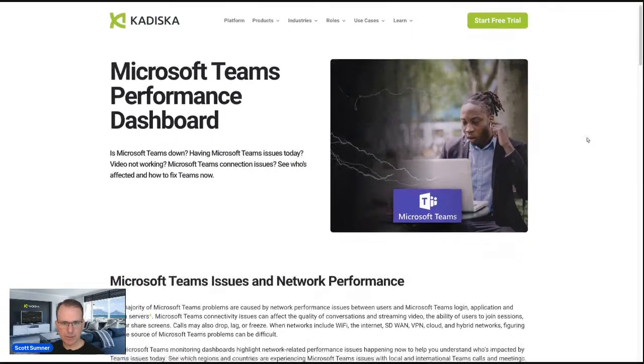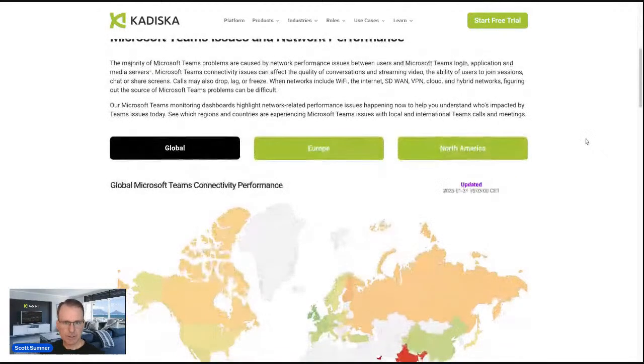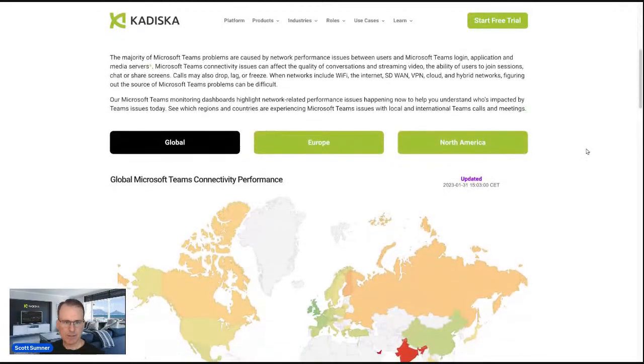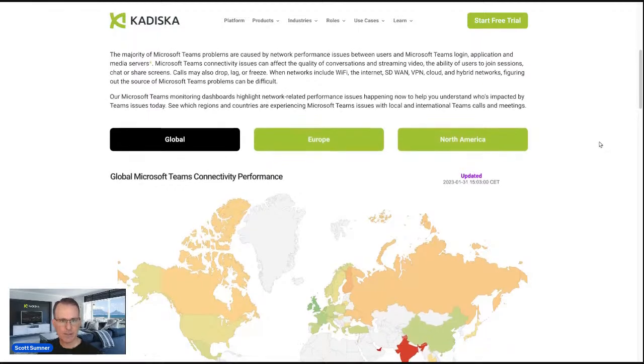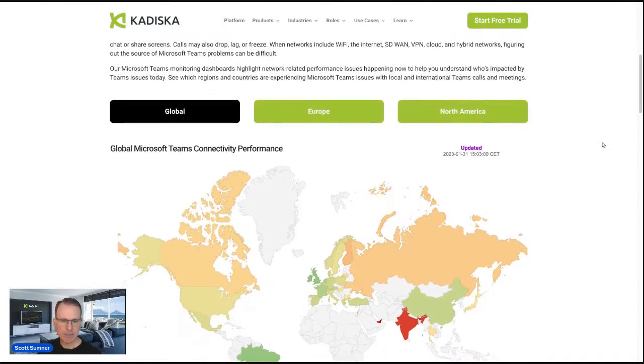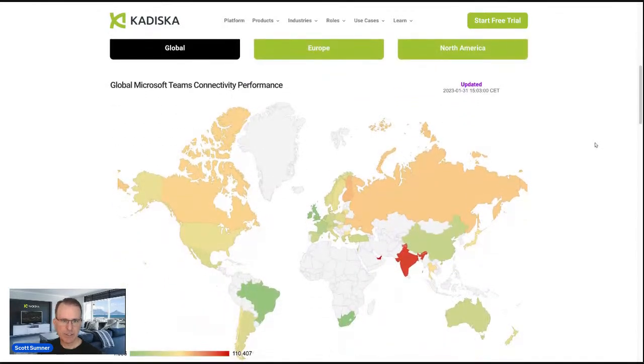Let's take a look at what you can see here. So what we're trying to do is highlight Teams issues around the world and also in different regions. And it's well known that about 80% of the problems with Microsoft Teams calls are related to network performance. And this can impact users who are trying to reach each other.